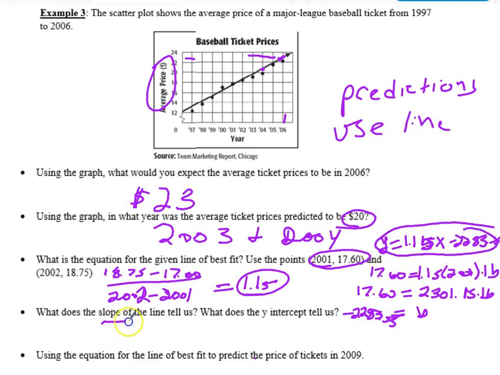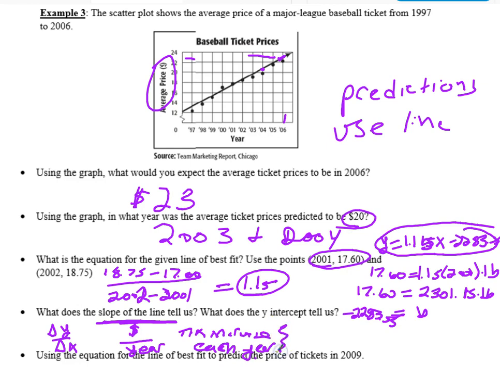So what does this mean? Our slope, right, is always our change in y over our change in x. So our y values here are dollars, or for price, and our x's are talking about years, right? We're looking at the units. That really helps us interpret what's happening. So what this means is our slope tells us how much ticket prices increase each year. So they're going to increase by $1.15 each year.